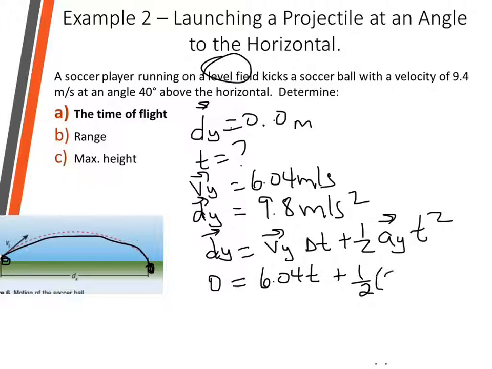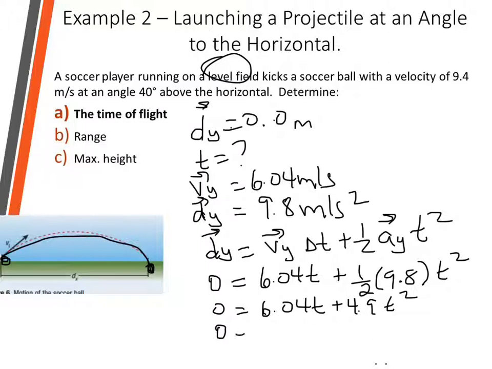Then we're going to do 9.8 t squared. I'm going to go ahead and reduce that. So 1/2 times 9.8 is 4.9 t squared. And then hopefully you remember from your math that if we have 0, you can either use the quadratic equation or we can take a t out and then we can set each one of those equal to 0.